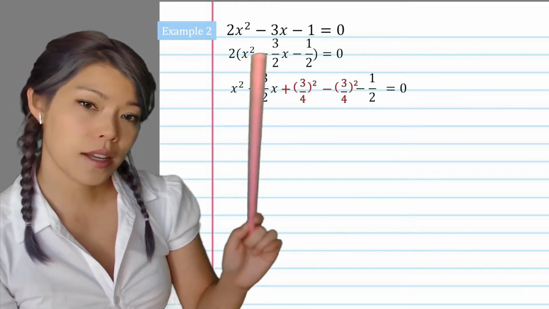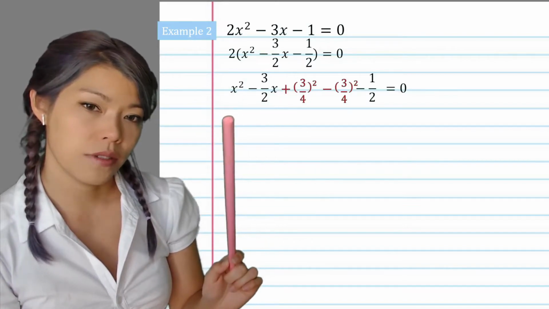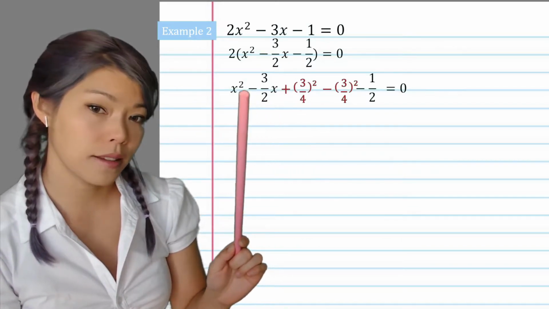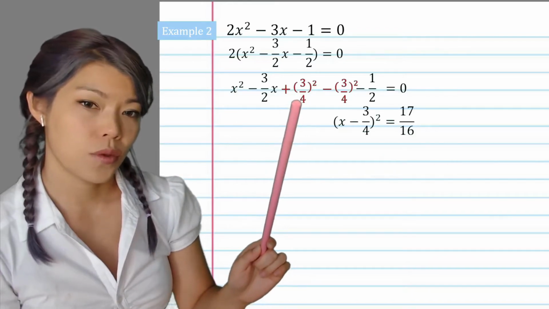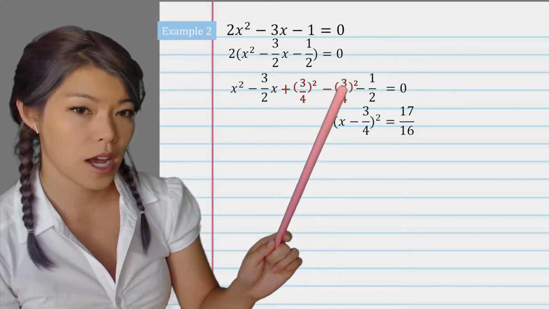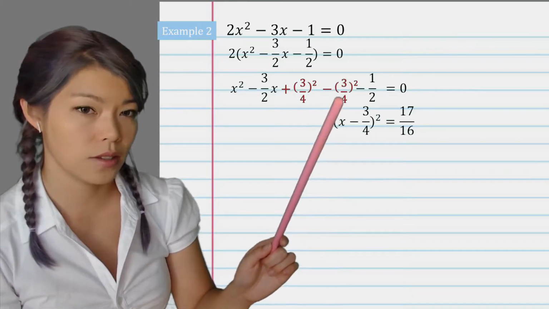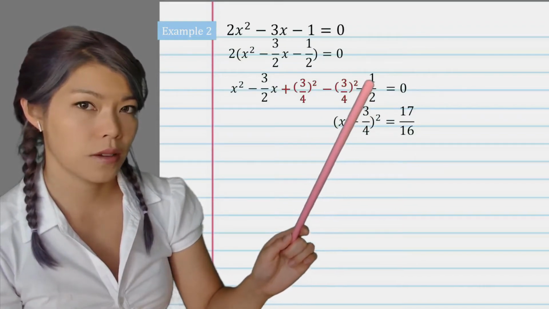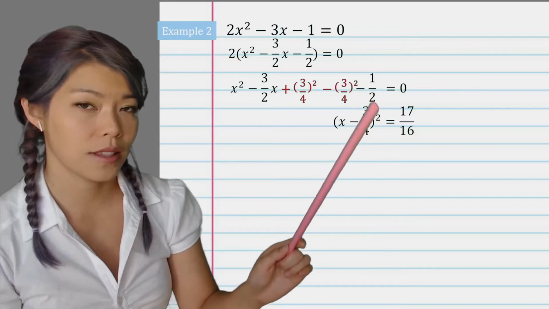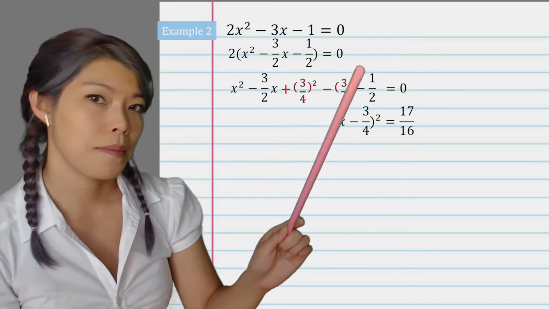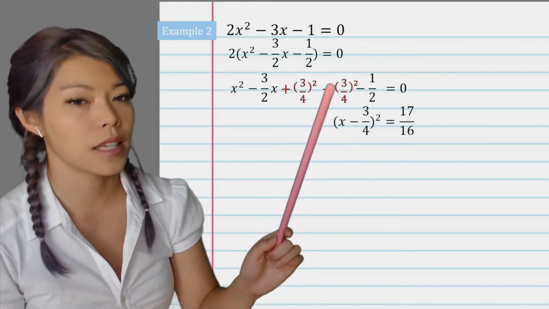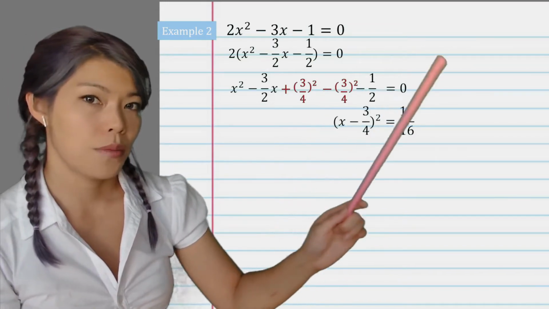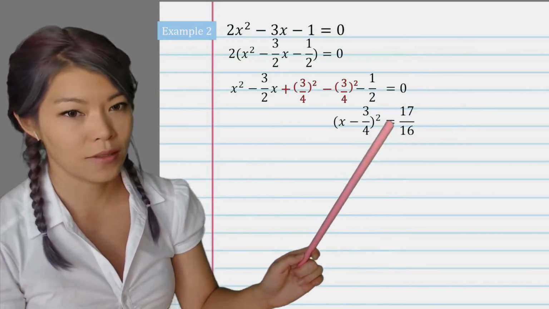So now this part here is a perfect square of x minus, because there's a minus there, 3/4. 3 squared is 9, over 4 squared is 16. So 9 over 16. Then minus a half. A half converted to sixteenths is 8. So minus 9 minus 8 is minus 17 over 16. Bring it to the other side, we have positive 17 over 16.